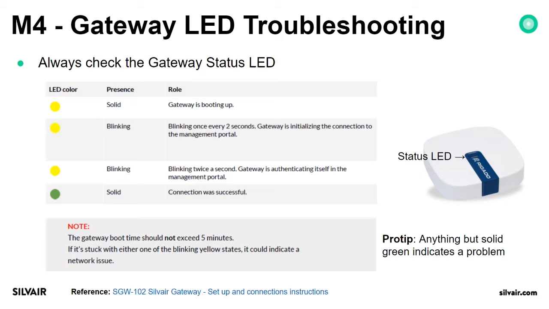If the gateway is stuck with either one of the blinking yellow states, it could indicate a network issue. It's always good to see if the Ethernet port at the back of the gateway is receiving any information. And basically anything but a solid green LED indicates a problem.